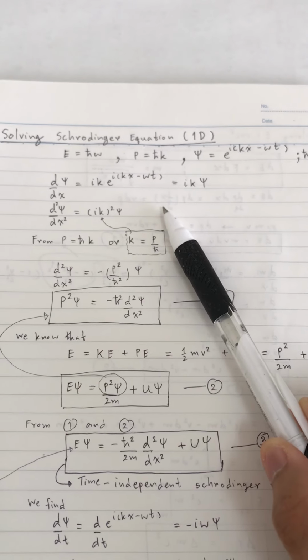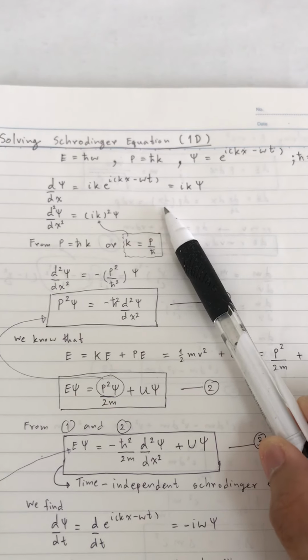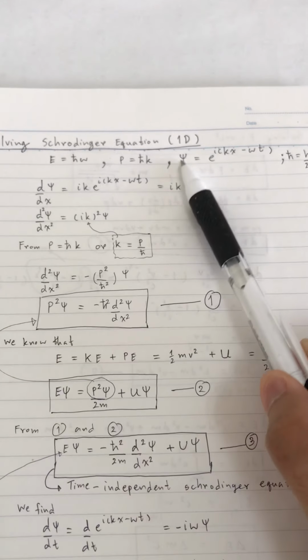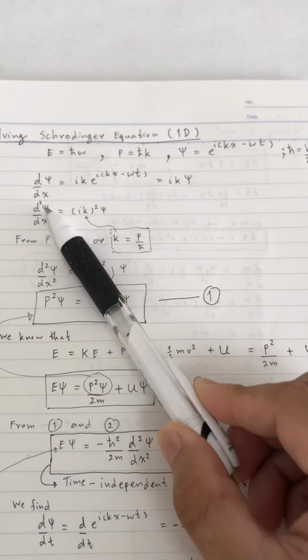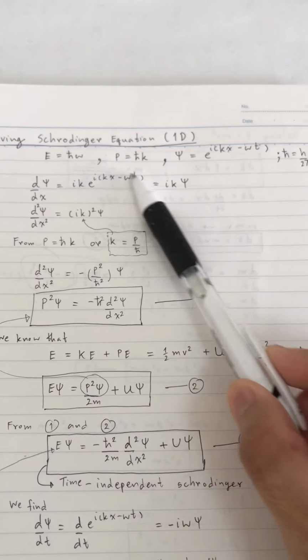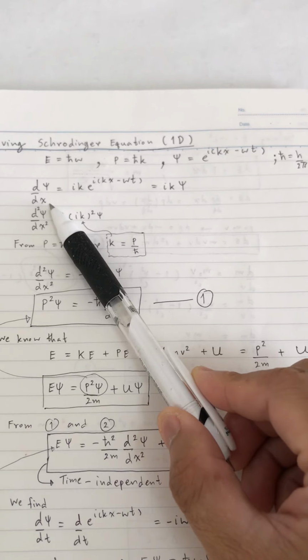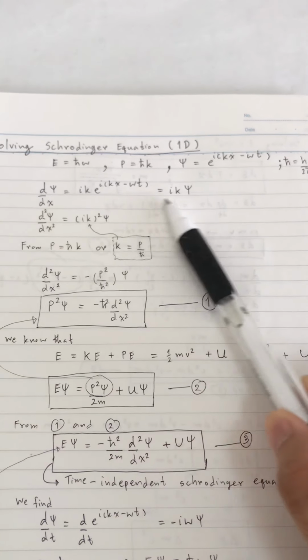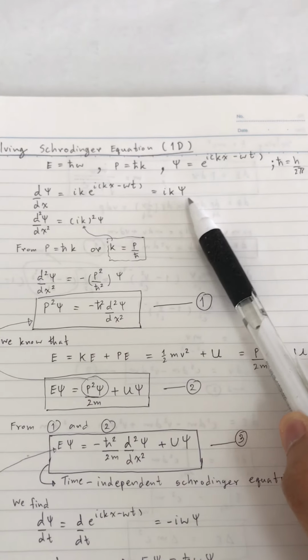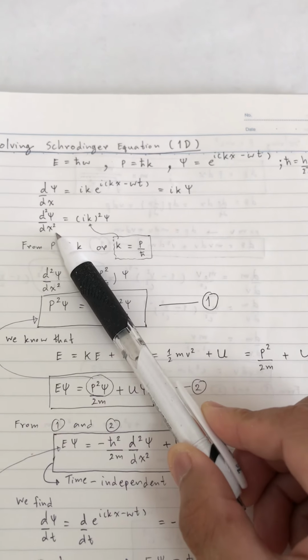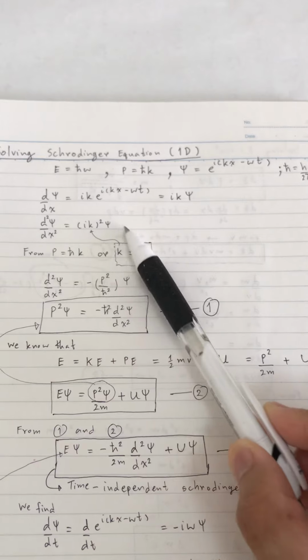So to derive the Schrodinger equation, we start by differentiating the wave function with respect to x, as you can see here, and then you obtain this: the derivative equals i k phi. Then we differentiate again, and you obtain this equation here.